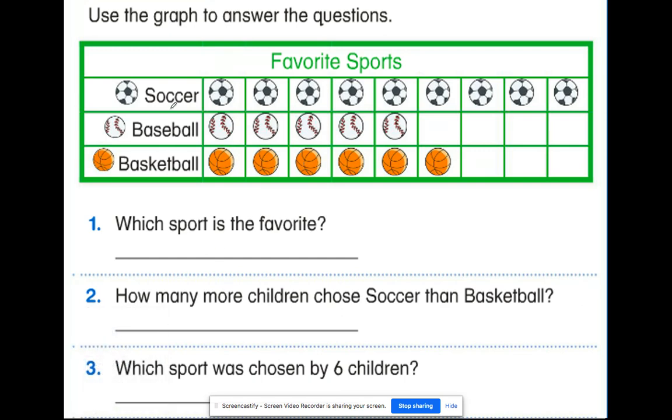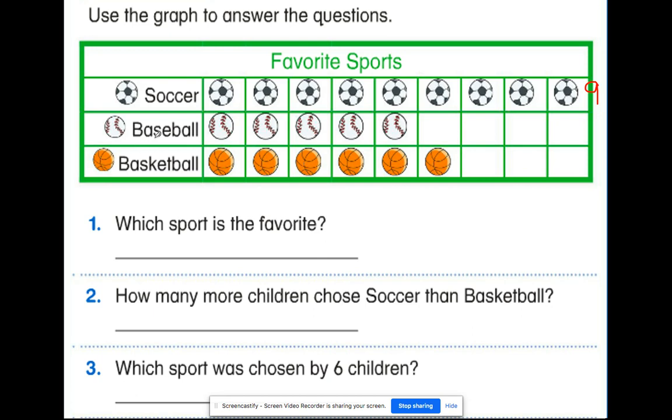Let's look at soccer first. Let's count the pictures to see how many students voted for soccer as their favorite sport. Count with me. 1, 2, 3, 4, 5, 6, 7, 8, 9. And I'm going to write that number right on the side here just so I don't forget. 9 children voted for soccer as their favorite sport.